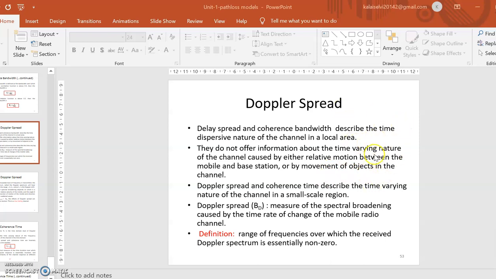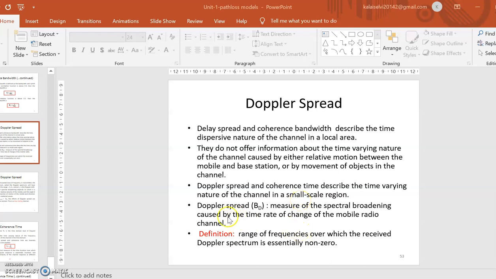So if there is a spatial variation between the source and the receiver, or any movement of objects, or movement of disturbances or fluctuations present in the channel, it is not described by the time delay spread and coherent bandwidth. Doppler spread and coherence time describe the time varying nature of the channel in a smaller region only.